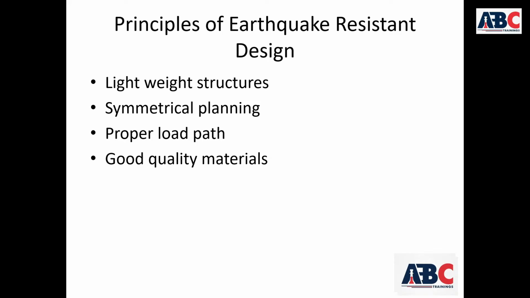How can we achieve this? Using lightweight construction materials, avoiding unnecessary heavy cladding, avoiding very thick slabs if not required, and using lightweight partitions instead of heavier masonry walls. However, lightweight does not mean weak. It means efficient design. Smart design always balances strength and weight.